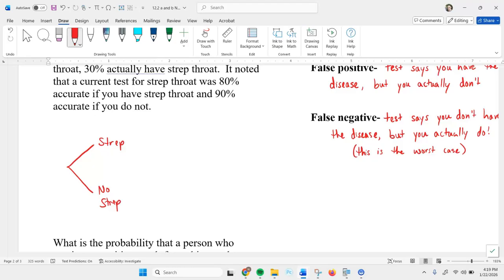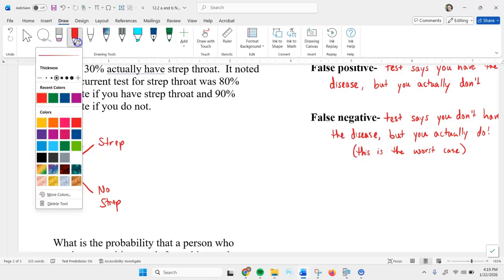You have a sore throat, maybe it's just allergies, maybe it's just a cold, but you're going in thinking you either have strep or you don't. And they tell you that 30% of the time that people go into the doctor's office to test to see if they have strep, they actually have strep. So that means 70% of the time they don't have strep, they have something else. All right, so that's the first scenario.